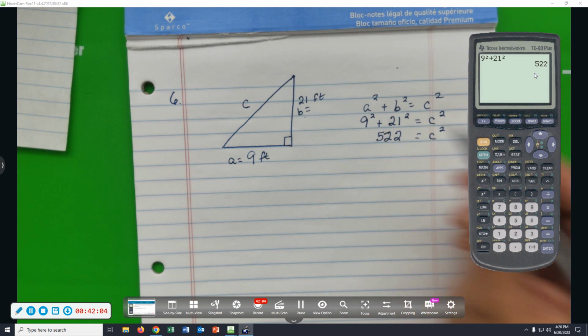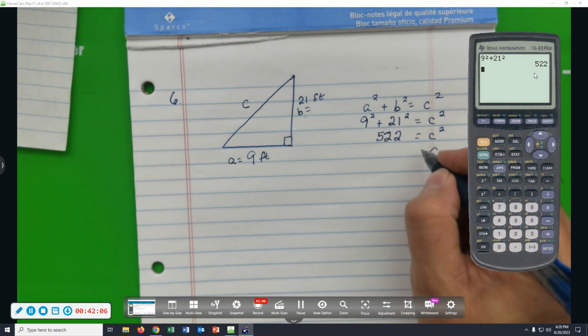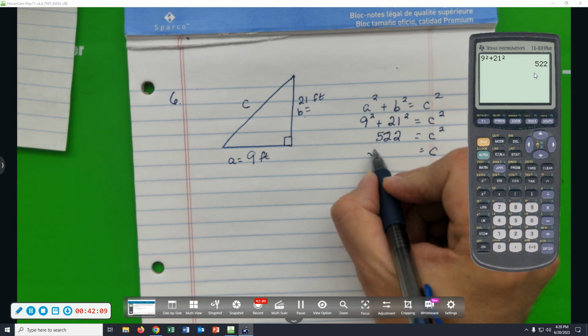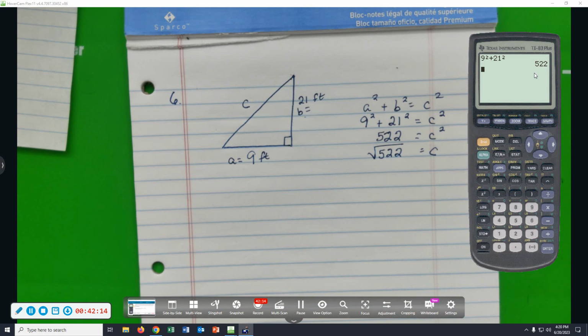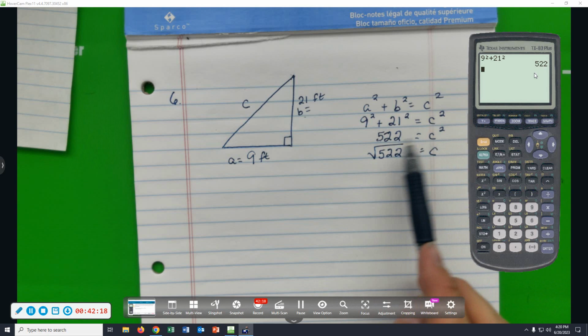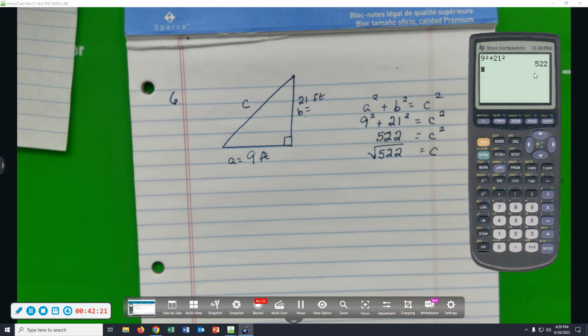How am I going to figure out C? Well, I have to take the square root of 522. If these had been smaller numbers, it'd be much more obvious why I'm taking the square root. If it had said C squared equals 25, well, what number can you square to get 25? So, square root. On this calculator, the square root key is here in yellow. So, I'll go second square root, 522.